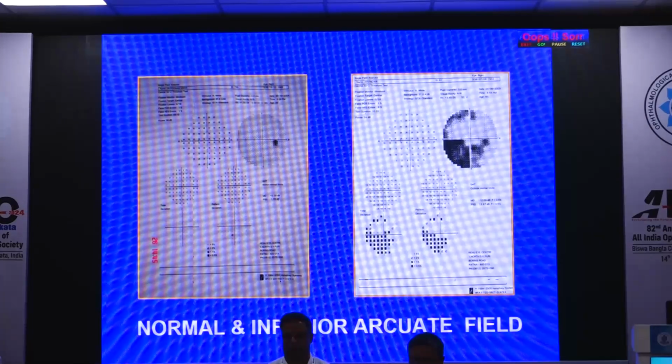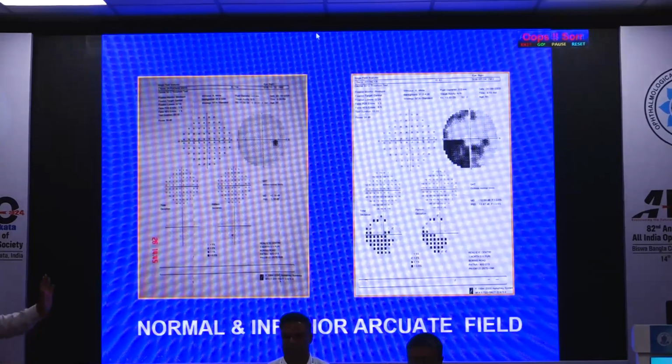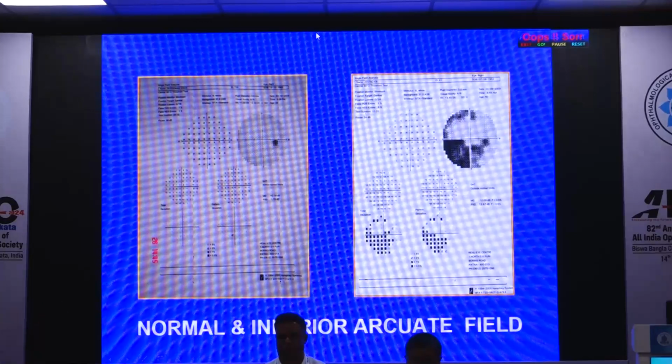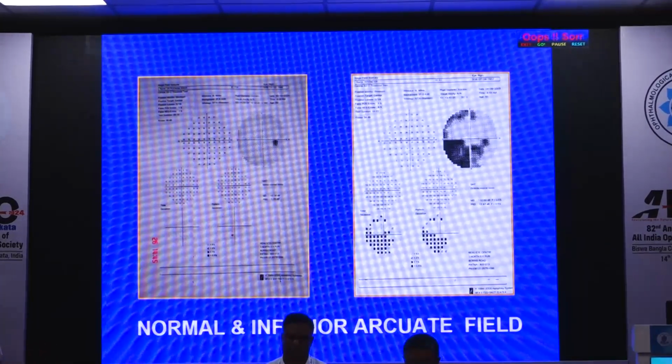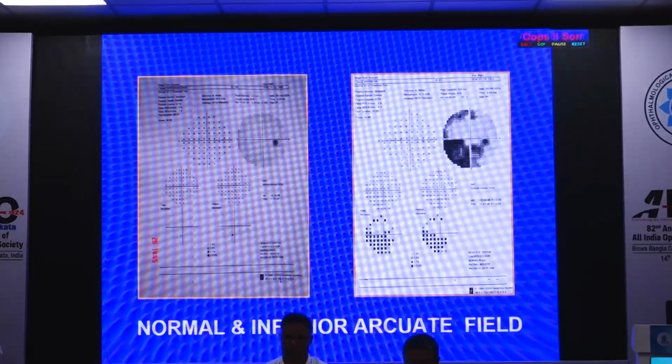And this is the comparison between the normal and the abnormal. On the left side, what you see is the normal. The right side you see is an abnormal inferior arcuate with the nasal steps. Unless you understand what is normal, you will not be able to differentiate what is abnormal.